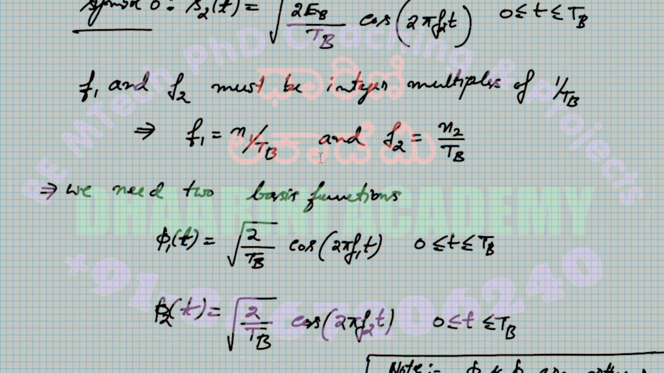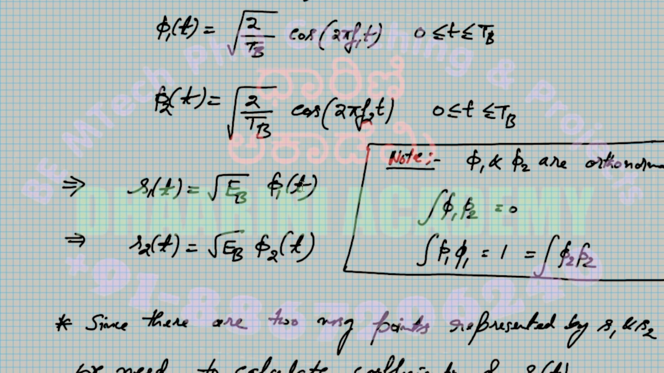So since you have two different functions S1 and S2, it obviously means that I need two basis functions, isn't it? So let's call the basis functions phi1 and phi2. This is how the basis functions look, right? Phi1 is root of 2 by T_b into cos 2 pi f1 t. Phi2 is root of 2 by T_b cos 2 pi f2 t. Right, f1 and f2 are the variables here. Depending on that, I will be able to define what is phi1 and what is phi2.